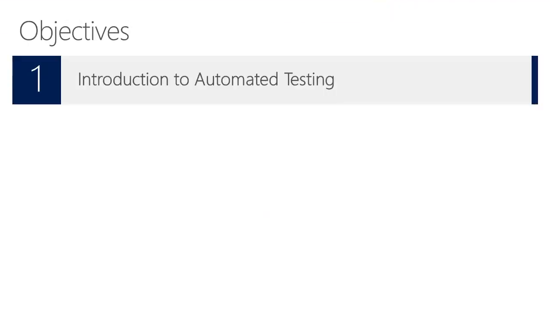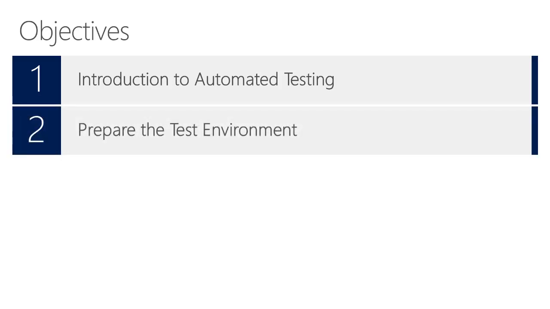Our objectives for this video are as follows. First, I'll talk very briefly about what automated testing is and what it brings to your development process. I will also go over what you need to do specifically for your AppSource submission. Next, we'll look at how to configure the development environment that you will need to be able to do the development for your test app.